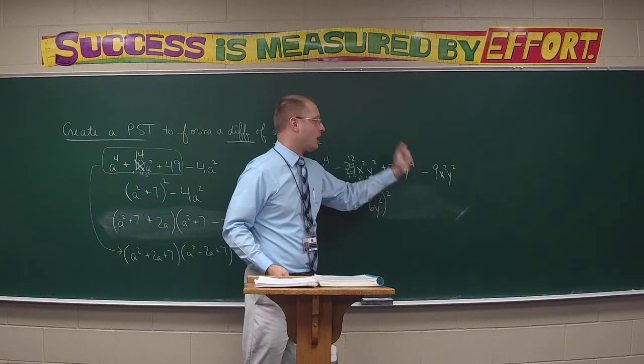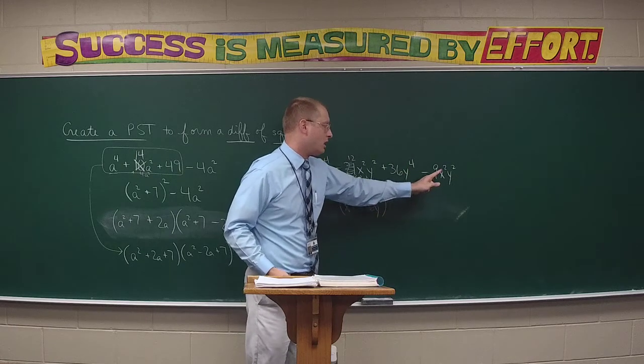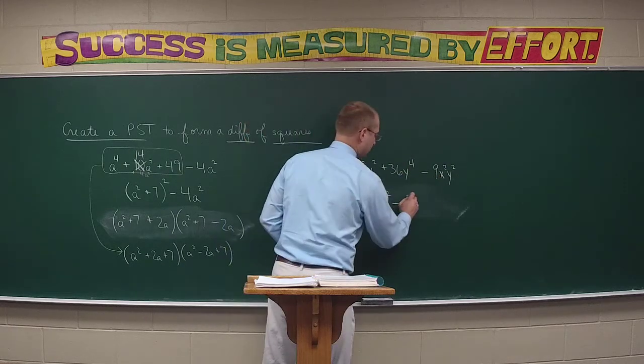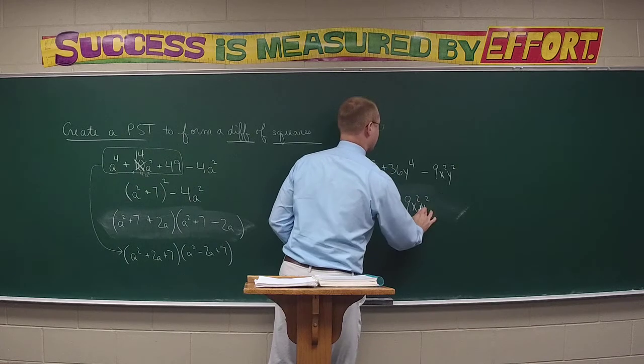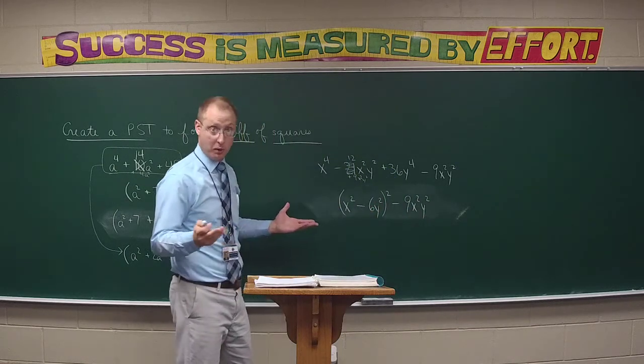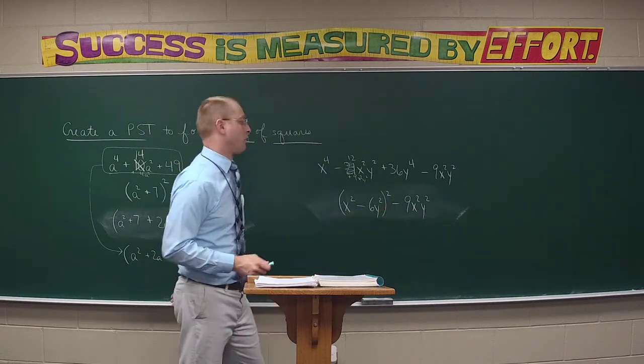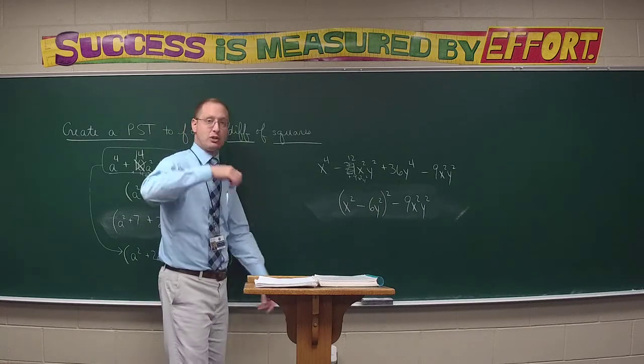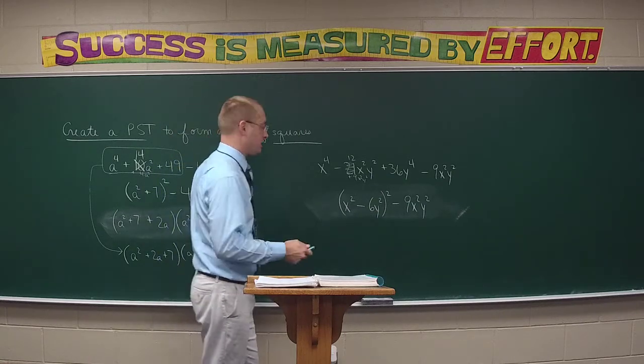So we're adding the 9x squared, but also subtracting the 9x squared. And here's the key, that I'm subtracting a perfect square. Because a binomial squared is obviously a square, and I'm subtracting a perfect square, which means I have a difference of squares, which means it can factor into a sum and difference.